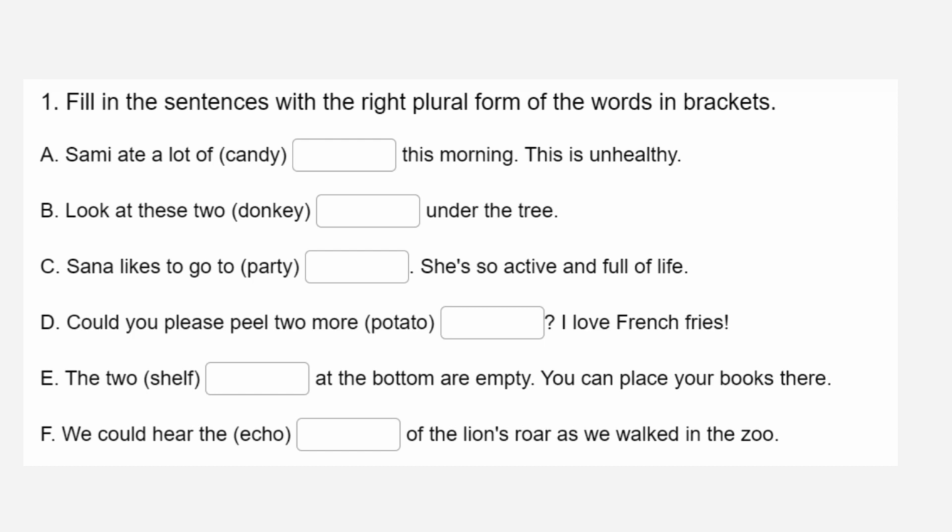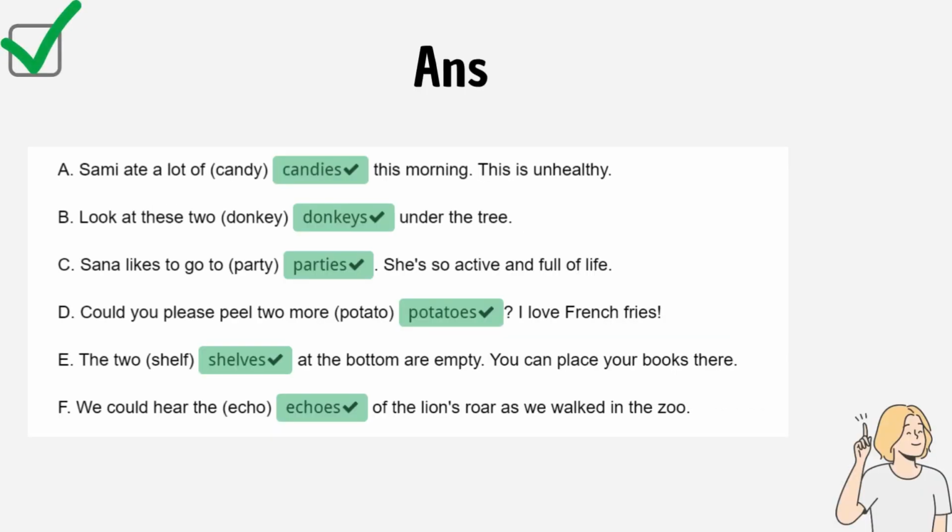A. Sami ate a lot of candy this morning. This is unhealthy. B. Look at these two, donkey, under the tree. C. Sana likes to go to party, she's so active and full of life. D. Could you please peel two more, potato, I love French fries. E. The two, shelf, at the bottom are empty. You can place your books there. F. We could hear the echo of the lion's roar as we walked in the zoo. Look at the answer.